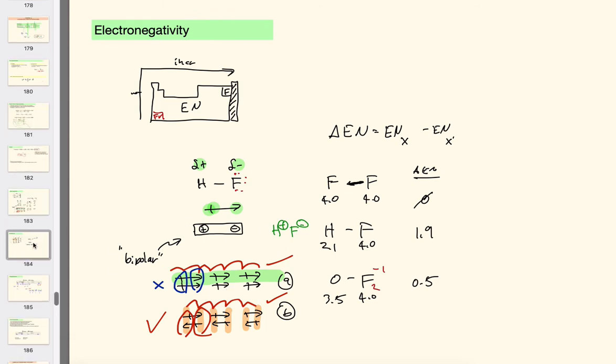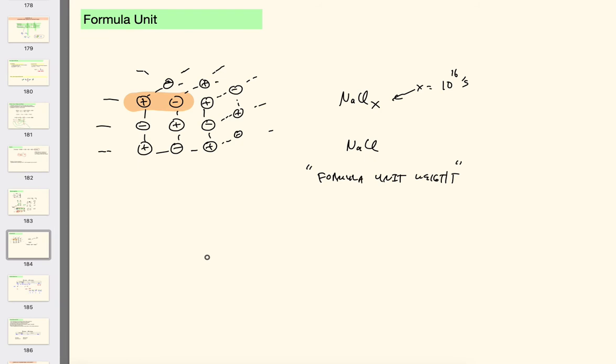Okay. So that's the concept of polarity. I want to take a side and just do some true confessions here. When we say the formula of sodium chloride is NaCl, it's really not.